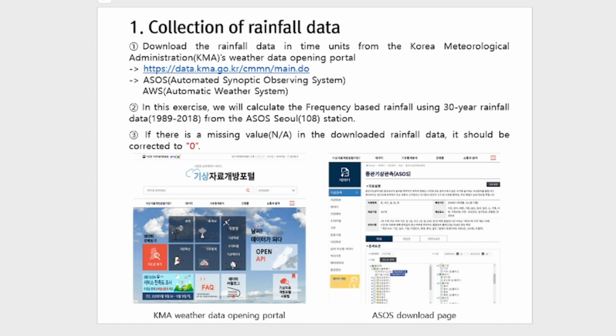So let's talk about collection of rainfall data. First, we have to download the rainfall data in time units from the Korea Meteorological Administration (KMA's) weather data opening portal. And then we have to choose if we're going to use ASOS or AWS data. In this exercise, we'll calculate the frequency-based rainfall using 30-year rainfall data from 1989 to 2018 from the ASOS Seoul number 108 station. If there is a missing value not available in the downloaded rainfall data, it should be corrected to 0.